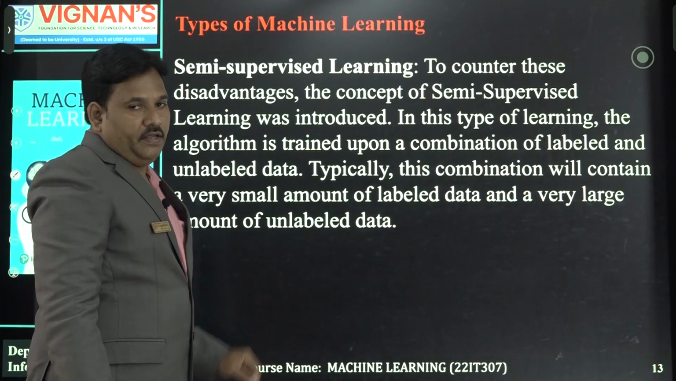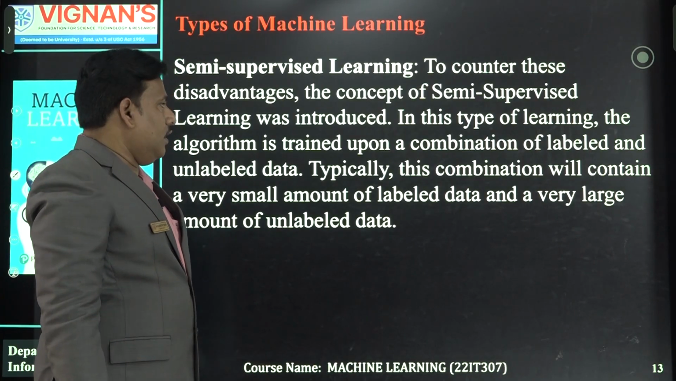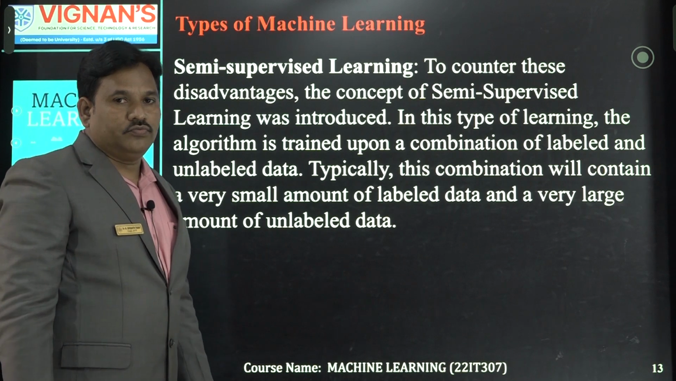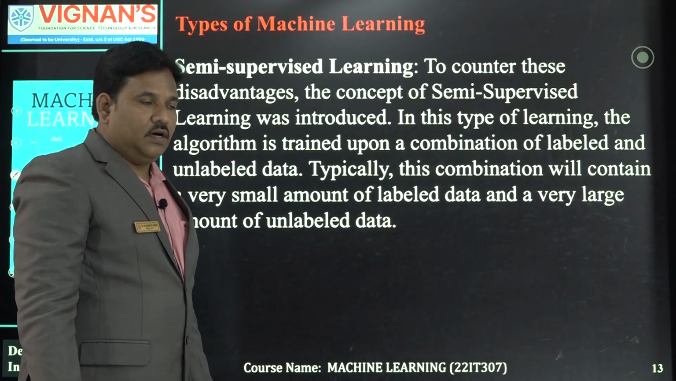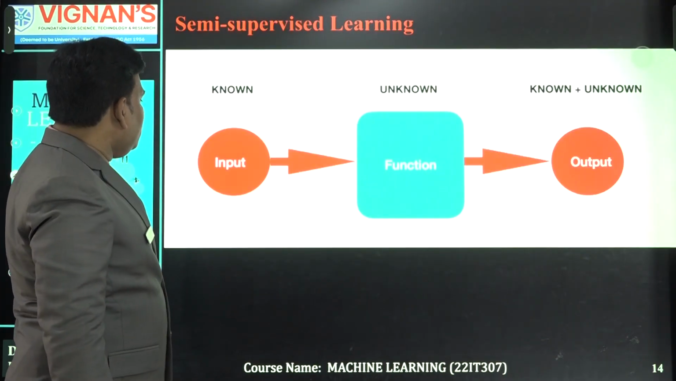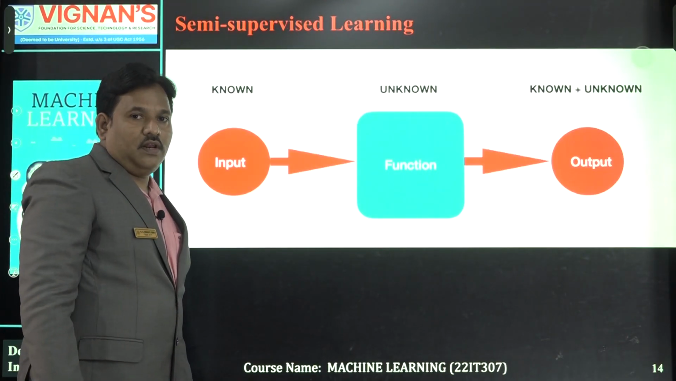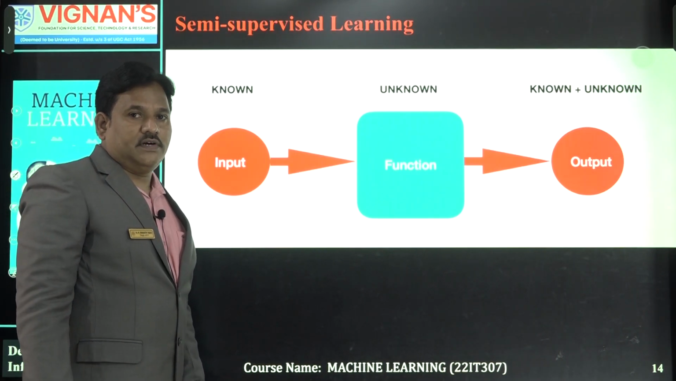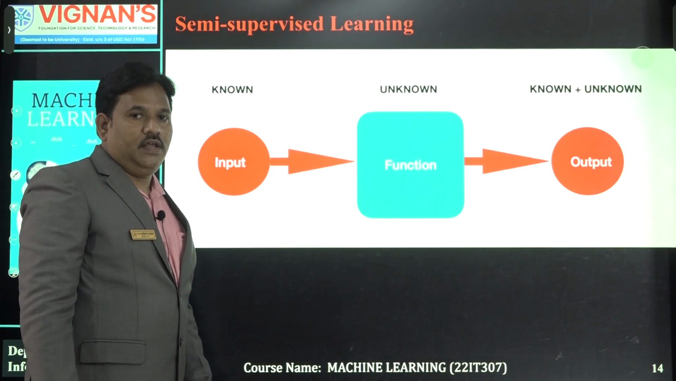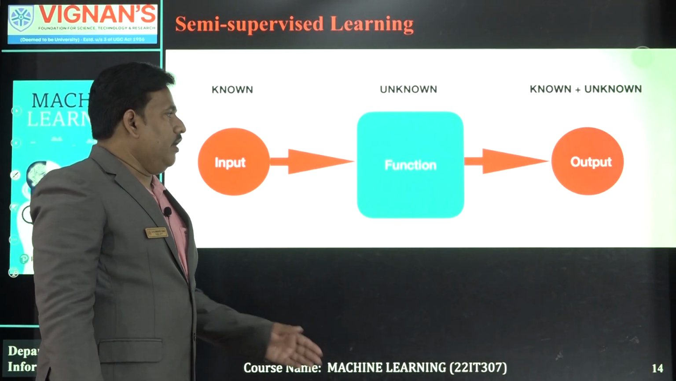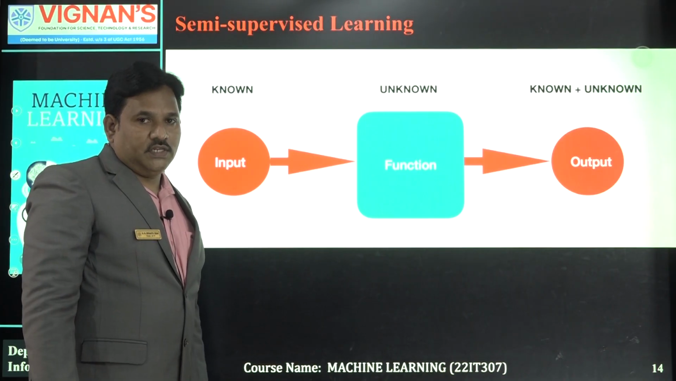And the third category is semi-supervised learning. In semi-supervised learning, the name itself indicates it is a combination of supervised learning and unsupervised learning. Let's see an example for this. Here in semi-supervised learning, the input is completely known for us. We are passing a set of records or data which is already known with the valid class labels, whereas the output is semi in nature.